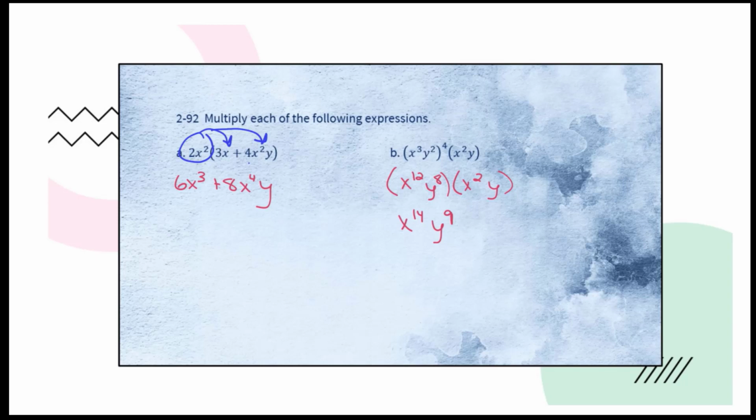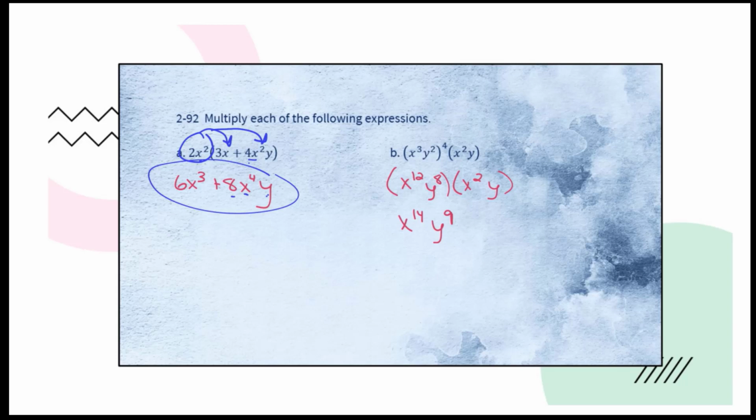2 times 4 is 8. And then x squared times x squared is x to the fourth, because you're adding the exponents when you multiply with the same base. And then there is no other y, so it's just y by itself. So this is the answer for that particular one.